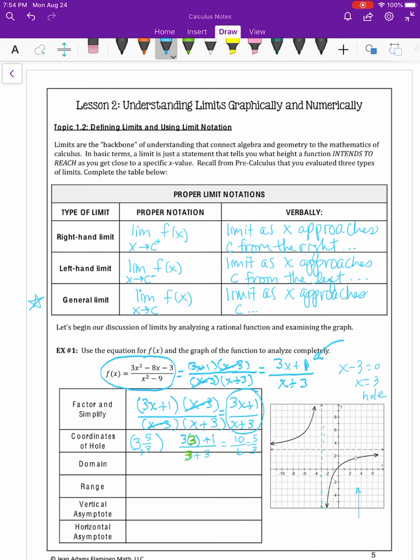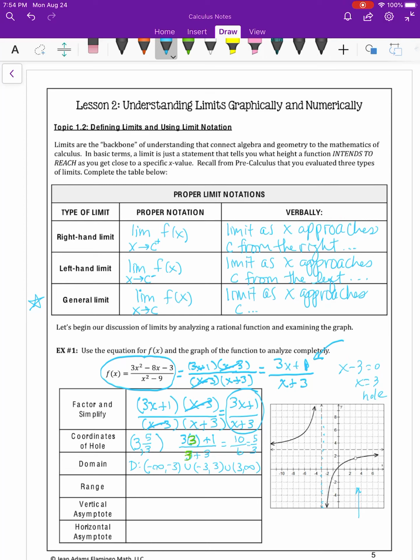Okay, it won't accept an x value at 3, and it also won't accept an x value at -3. So our domain is going to be -infinity to -3, union -3 to 3, union 3 to infinity.